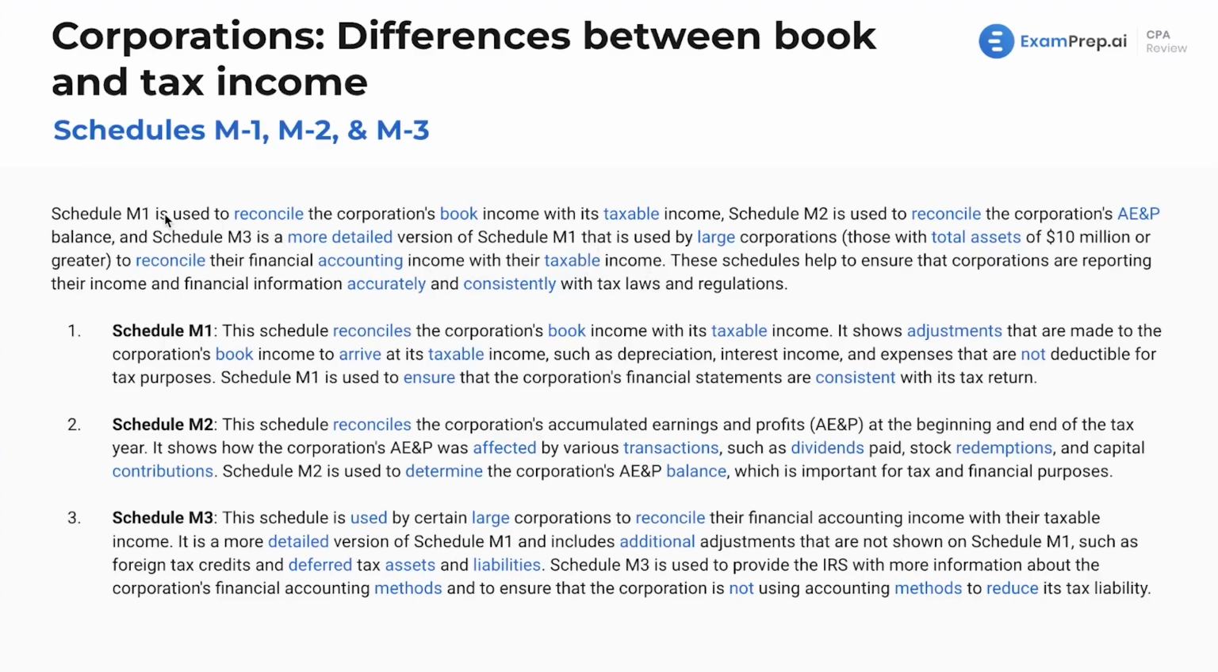So in recap, M1 is just what we've been seeing so far, book to tax. M2 deals with the accumulated earnings and profits, and M3 is just a more detailed form, with more regulations if you're a larger company. Now, these schedules help to ensure that corporations are reporting their income and financial information accurately and consistently with tax laws and regulations. Here, just more detailed descriptions of what these all are. You can feel free to pause, read through these, but it's essentially what I was talking about up here. Let's see the actual forms themselves.